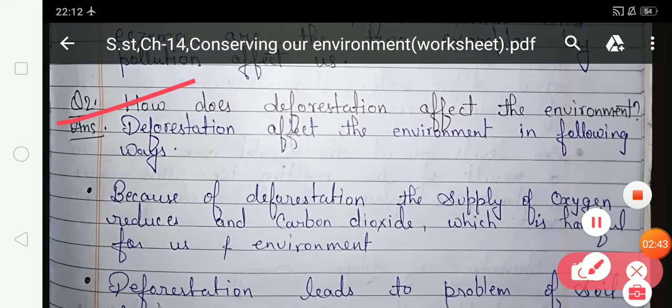Now look at question number 2. How does deforestation affect the environment? It means in this question you have to write about how deforestation affects the environment. Your answer is, deforestation affects the environment in the following ways. So students, deforestation means the cutting of trees, and it affects the environment in the following ways.